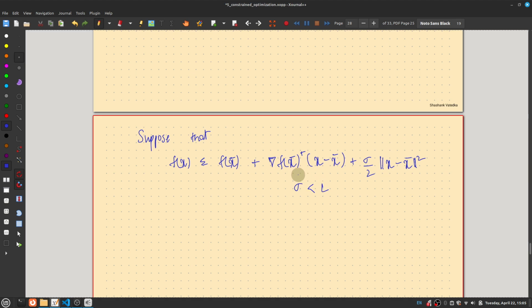Okay, so it's a constant. Which one? That sigma is a constant. Sigma is a constant, so it's a property purely of the function f. Sigma strongly convex with a parameter sigma less than L. So remember that L is what you get from the norm of gradient f of x minus gradient f of x bar being less than or equal to L times the norm of x minus x bar. This holds true for all x bar.